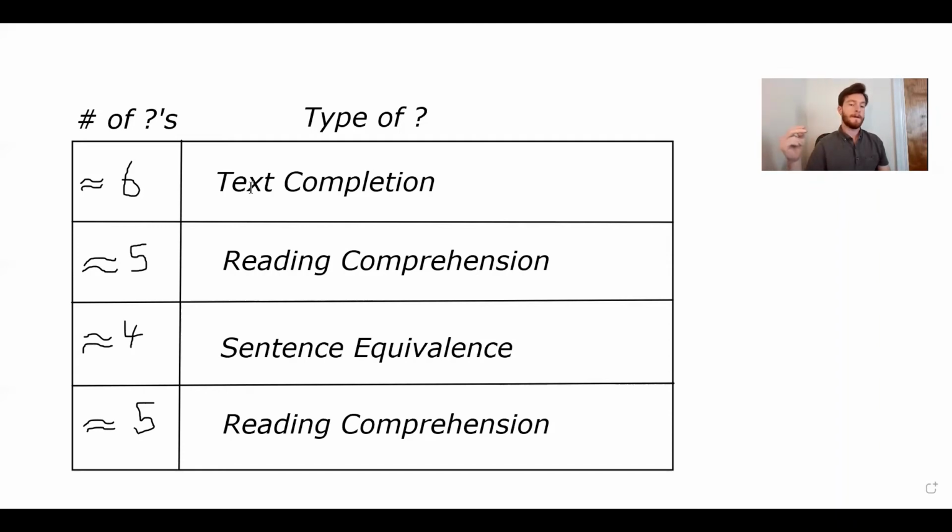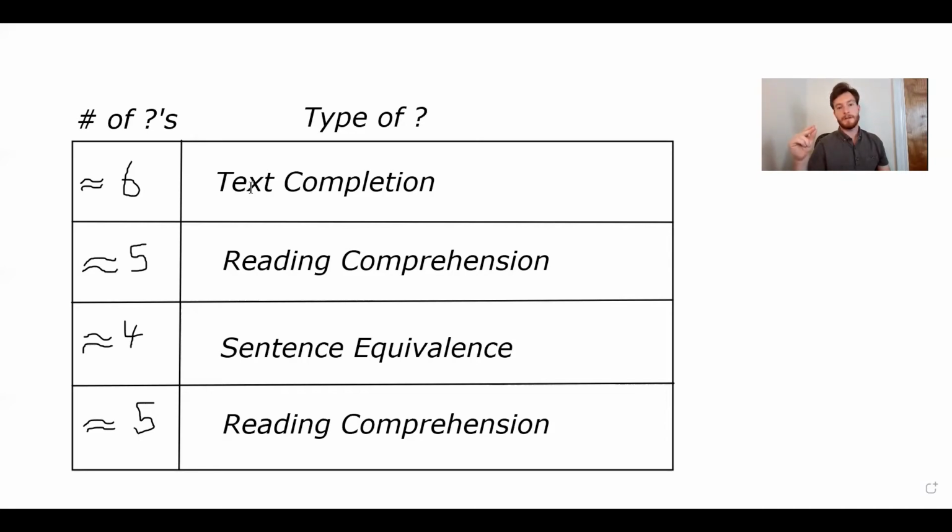Okay. Now, sentence equivalence is, for me at least, by far the easiest section in the GRE verbal section. Text completion, second easiest. Reading comprehension is the hardest for me. But for anyone, it is also the most time consuming. And that's the point here.